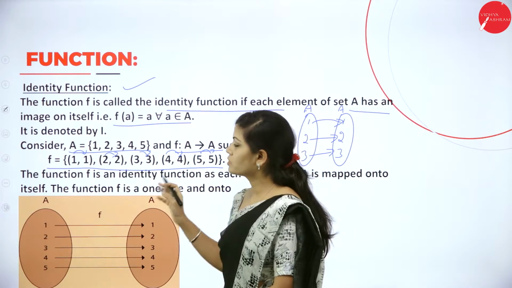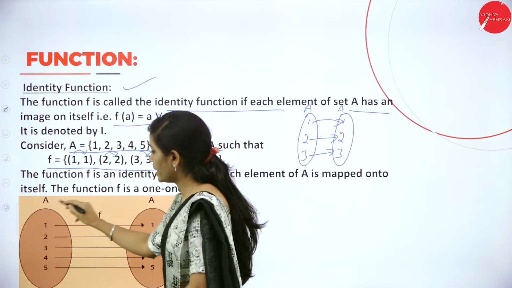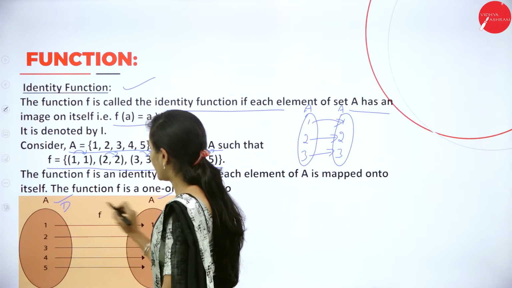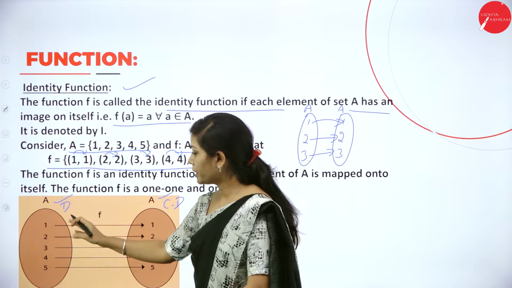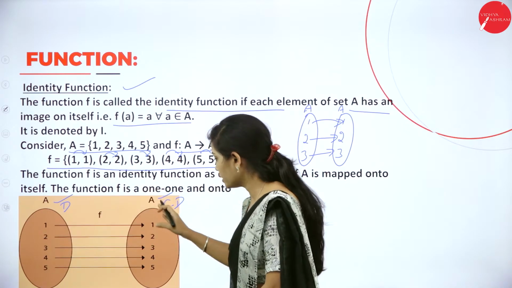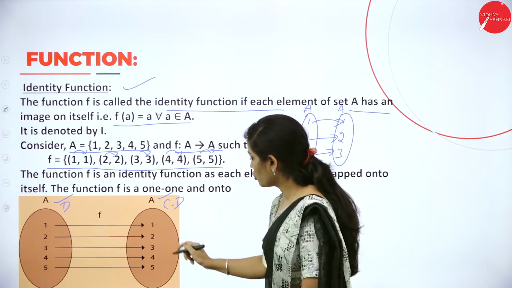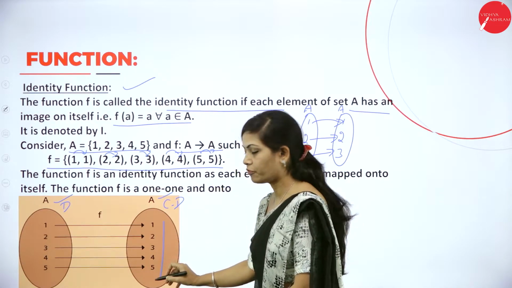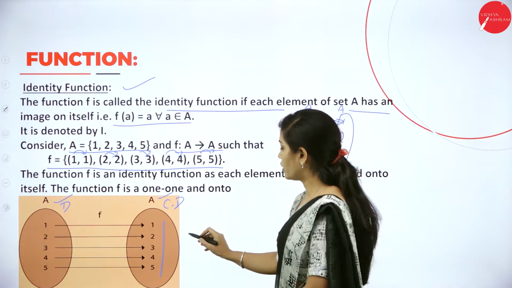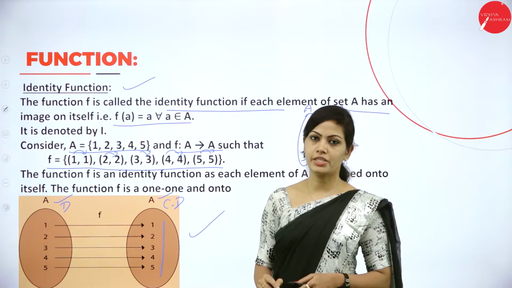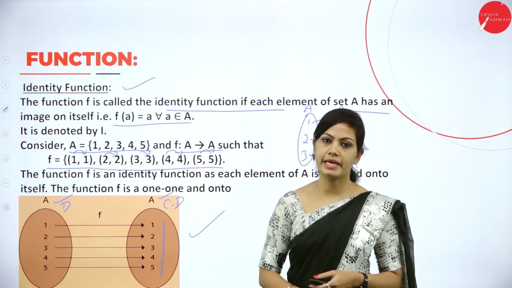So how to represent this relation as a Venn diagram? Here I have two sets called set A and set B. This is domain and this is codomain. Identity function means each element of set A has an image of itself. So here 1, 2, 3, 4, 5, I have 5 elements and here also I have 5 elements 1, 2, 3, 4, 5. So each element of A has an image of itself. This is called an identity function. In a 2 marks question, first write the definition and you can give one example.